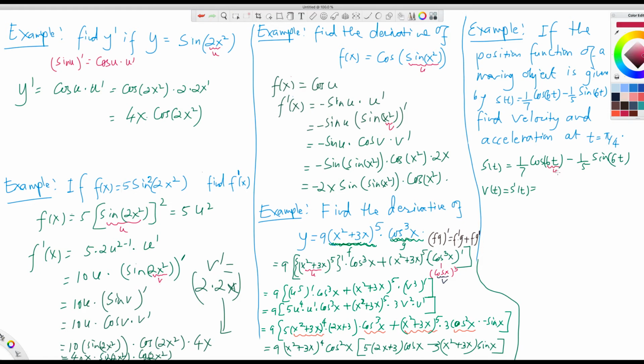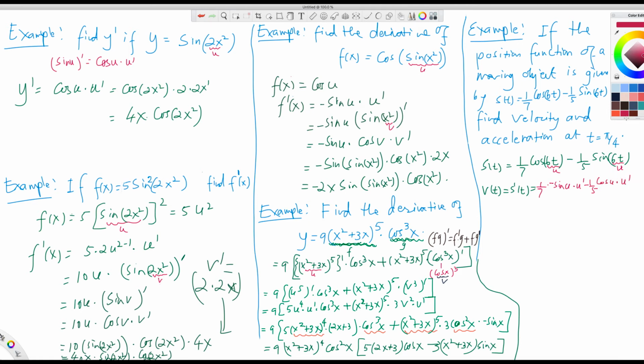So you can think of both of them as u, because they are both the same. So 1/7, you want to find the derivative of cosine u. That is negative sine u times u prime. Minus 1/5 is there. What is the derivative of sine u? It is cosine of u times u prime.